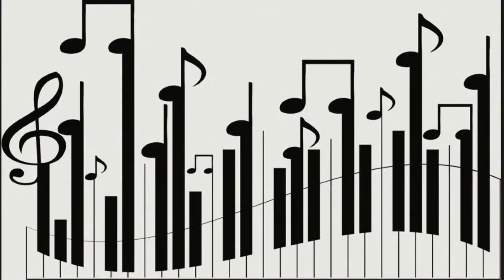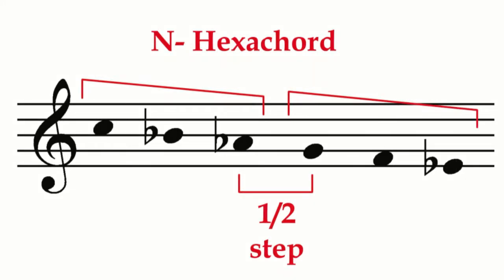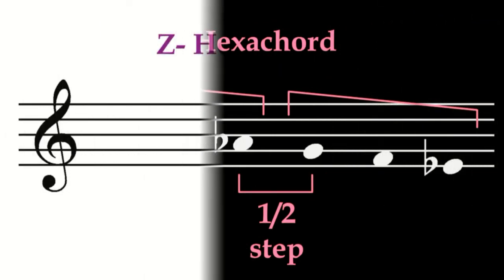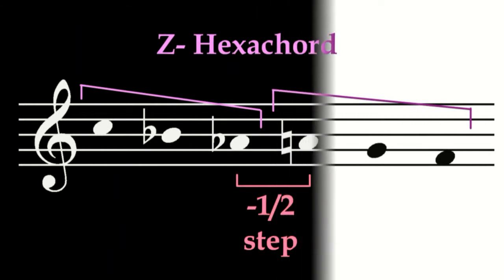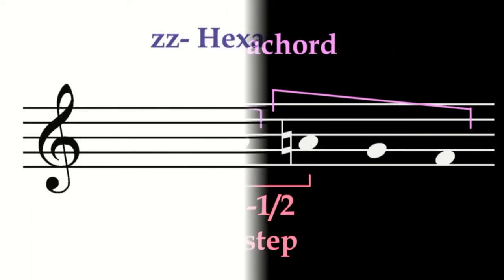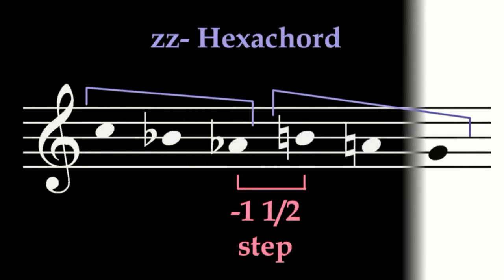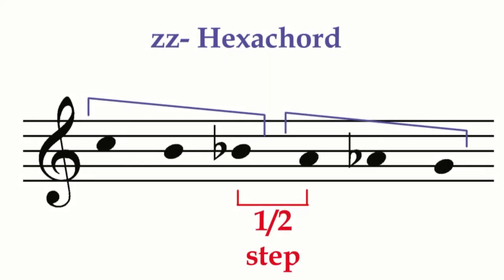The pitches of all pieces are determined by trichordal hexachords. Type N, normal hexachords, are made of 2 normal whole tone trichords connected by a half-tone step. Type Z hexachords are made of 2 normal whole tone trichords connected by a half-tone step backwards. Type Z hexachords are made of 2 normal whole tone trichords connected by 3 half-tone steps backwards. The same hexachord can also be seen as 2 diminished trichords connected by a half-tone step.